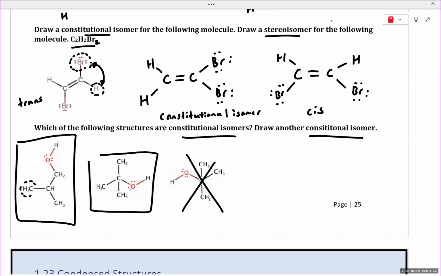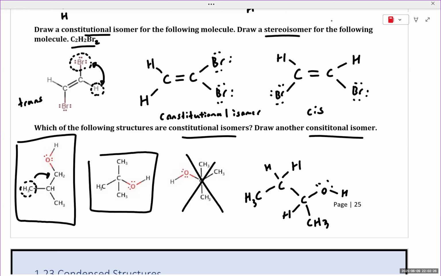So for example, this CH3 group, I'm just going to move it over and have it attached to this carbon instead. So this gives us a CH3 group. We have a CH2 group now. Then we have a CH group, a CH3 group, and our alcohol, which is an OH group.